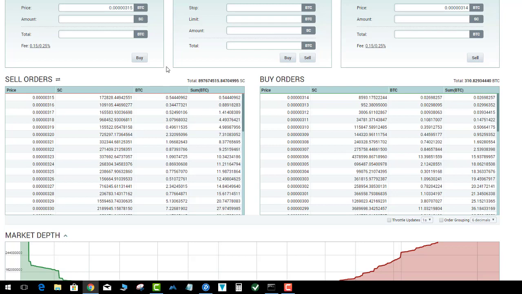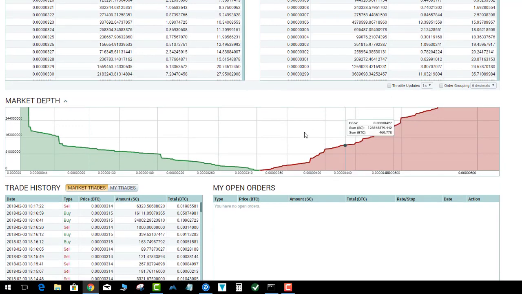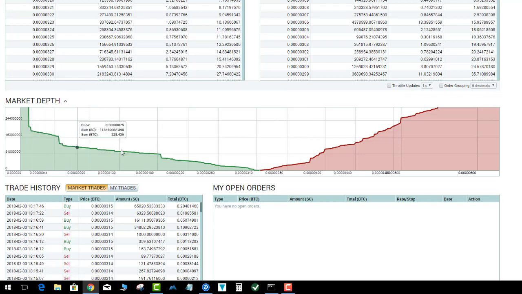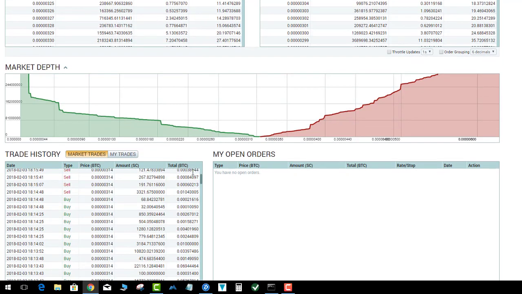Now, some important things to know: how many Siacoin are being bought and what the equivalent BTC is. This gives you an idea of the trade volume. If we scroll down farther, we can see our buy and sell walls. This is your sell wall on the right, and this is your buy wall on the left. We can see that we have this crazy big buy wall right here, and then it's kind of an even offset. There's really not a sell wall ledge here. This is not looking too bad.